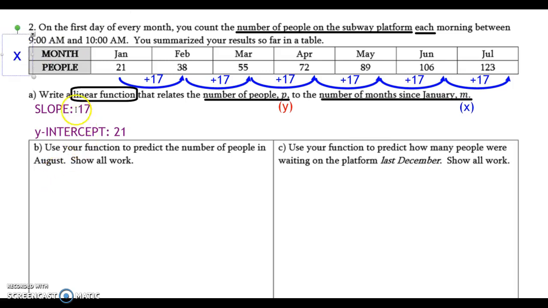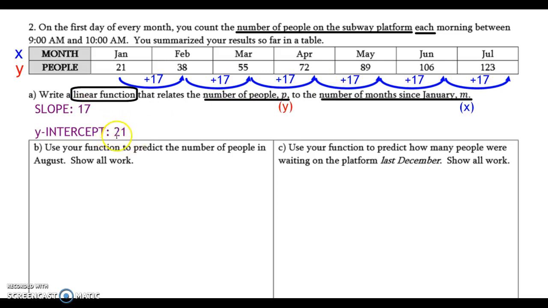Whereas the other variable, y, that should be pretty straightforward. The y variable is going to be the people. We know that that's the variable that's changing on the bottom here, and it seems to be changing by the same amount every time. That's the constant slope that we spoke about in class. So now we have x as the months and y as the number of people. Now, I just said that the constant slope was 17. We went up by 17 every time. So that slope should be 17.